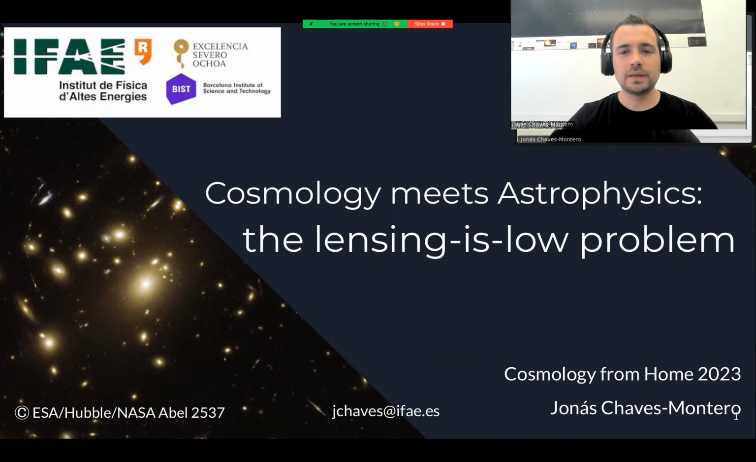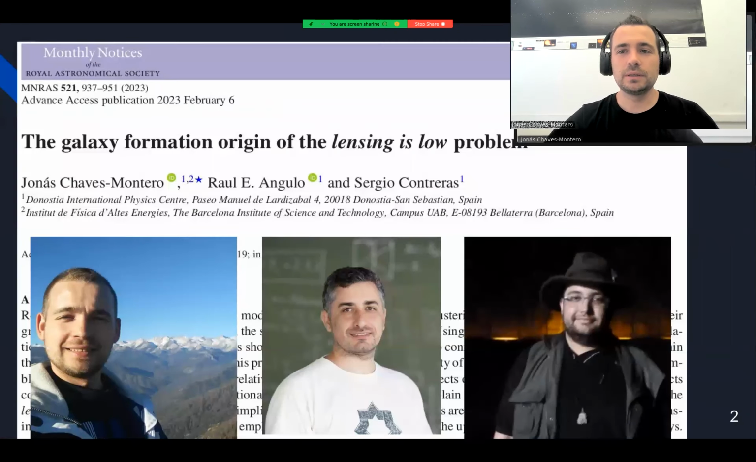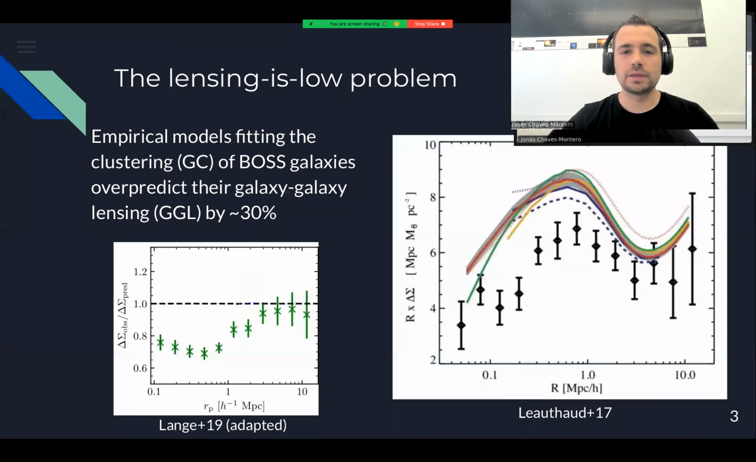I'm going to talk about the lensing slope problem. But before I do so, I would like to introduce my collaborators, Raúl Angulo and Sergio Contreras. So what's the lensing slope problem? This is a discrepancy between galaxy-galaxy lensing measurements from observations and predictions from empirical models fitting galaxy clustering.